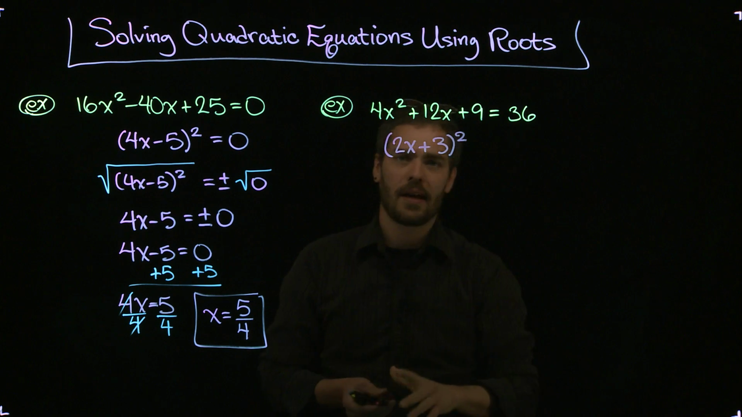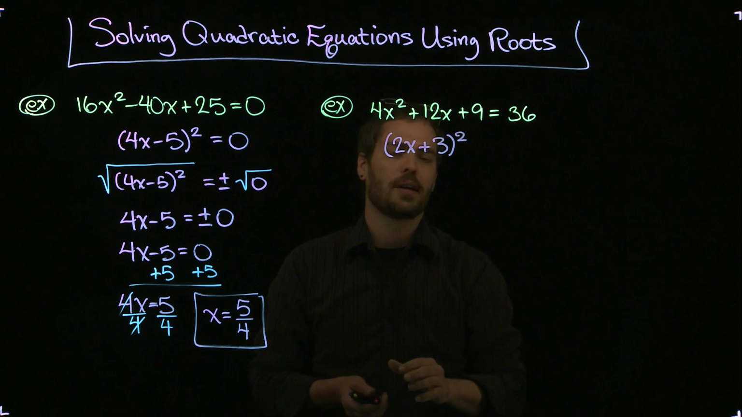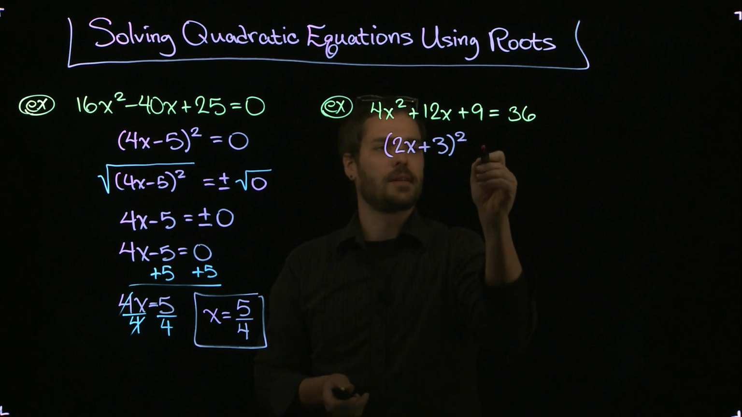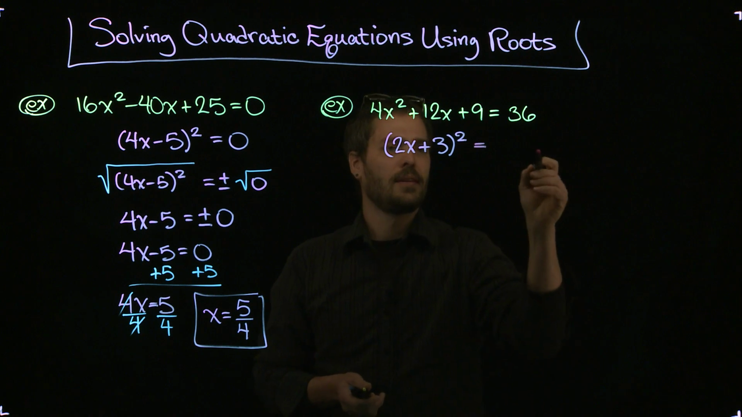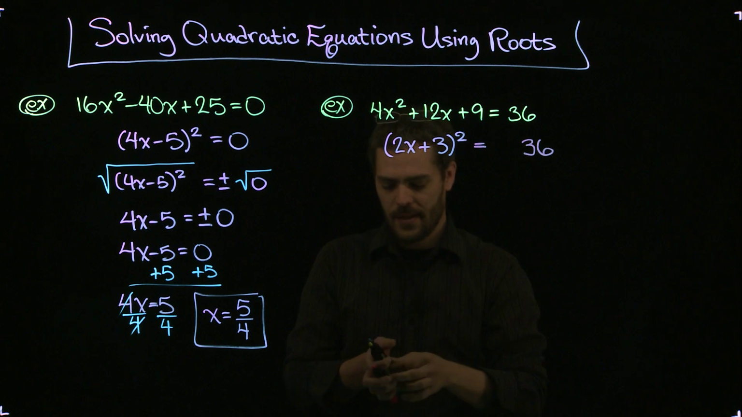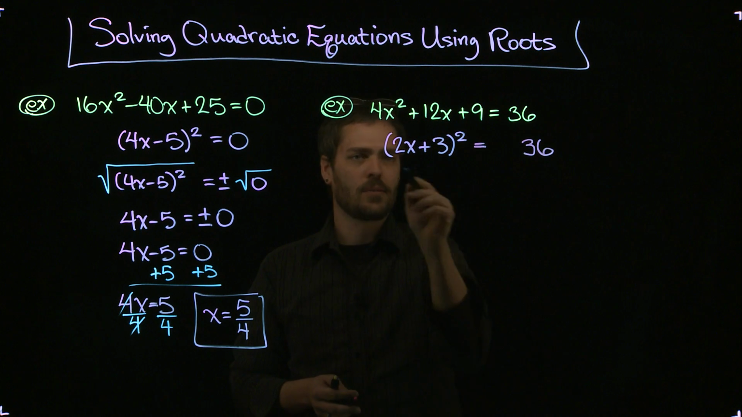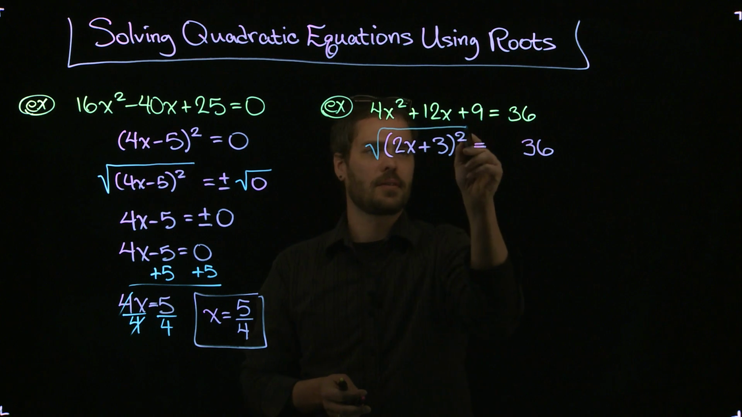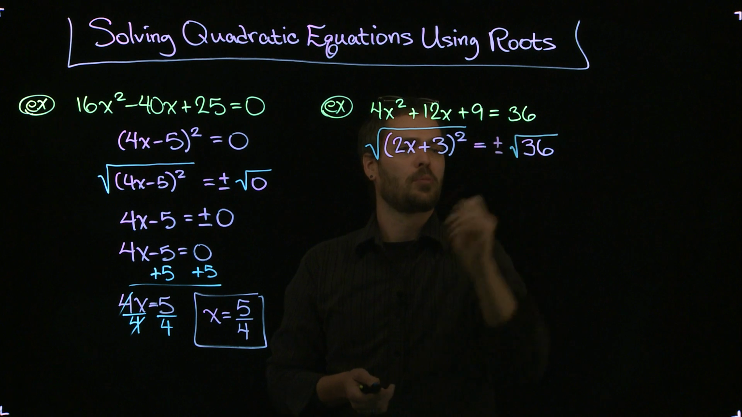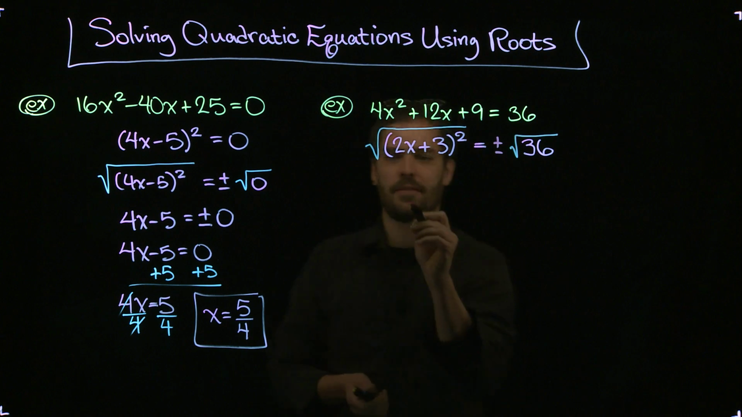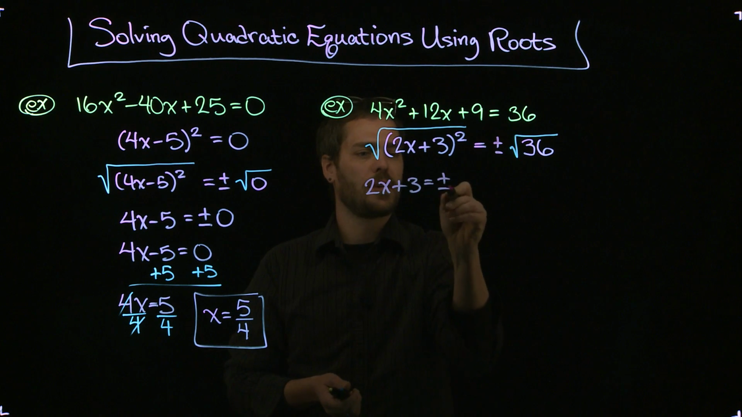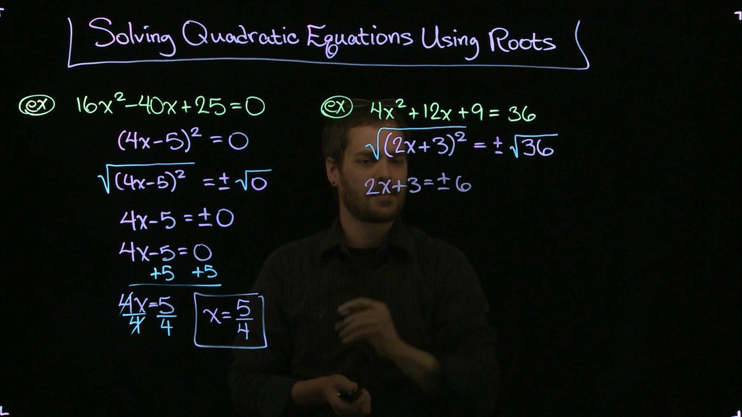And if you'd like, multiply that out just to verify that 2x plus 3 squared does produce 4x squared plus 12x plus 9. So this is equal to 36. Okay, and this time I'm just going to leave a little space to begin with, because in my next step, as you've seen, we're always doing the same thing. We're taking a square root. So there's my square root of this side. Here's the square root of this side, and don't forget to apply your plus and minus. So on the left, I end up with 2x plus 3 is equal to plus and minus the square root of 36, which is exactly 6.